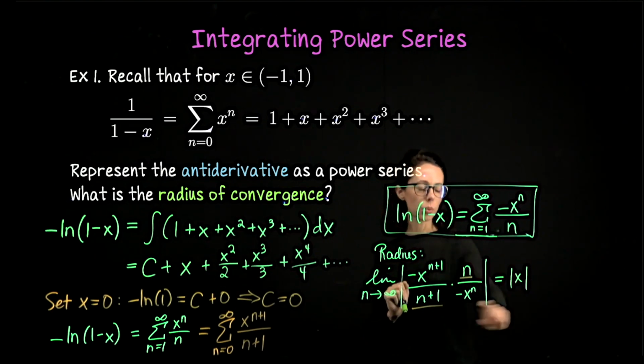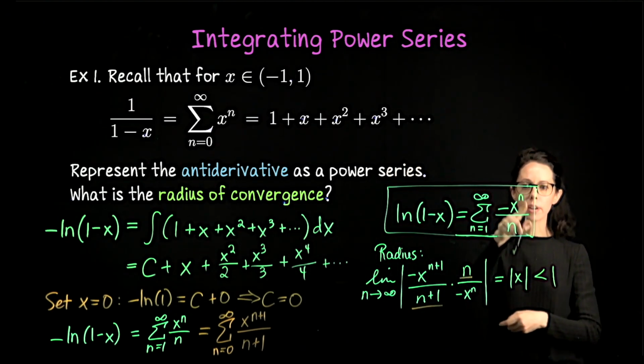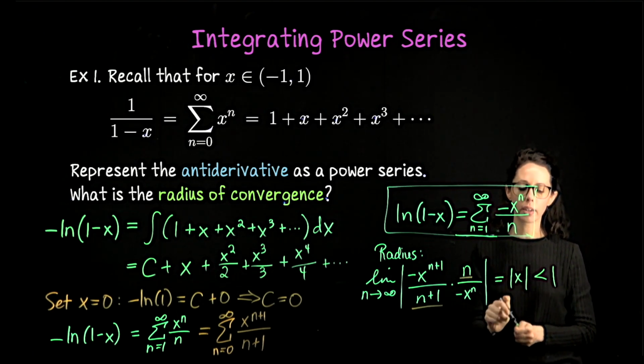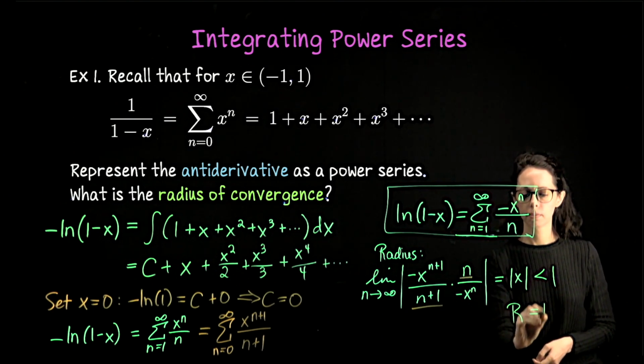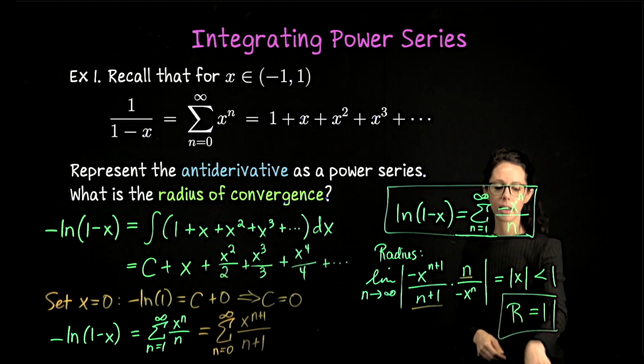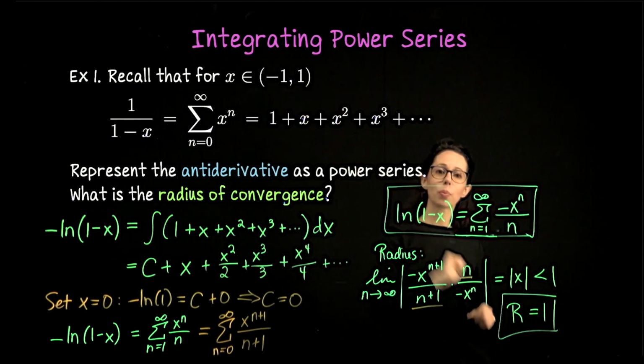For the ratio test, we want this to be less than 1. So that tells us that around our center at x equals 0, x can be between negative 1 and 1. So here the radius is 1. Okay, so that's how we can find the radius of convergence for this power series representation. Turns out it's the same as what we started with.